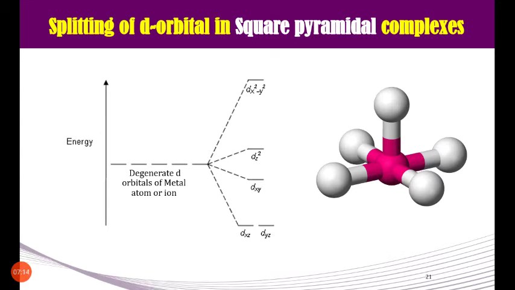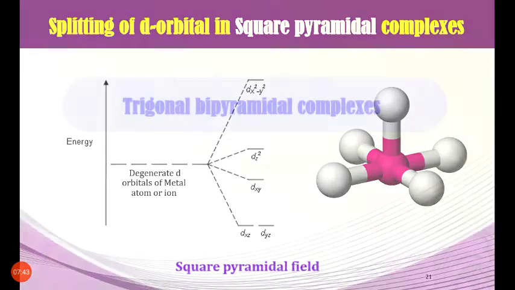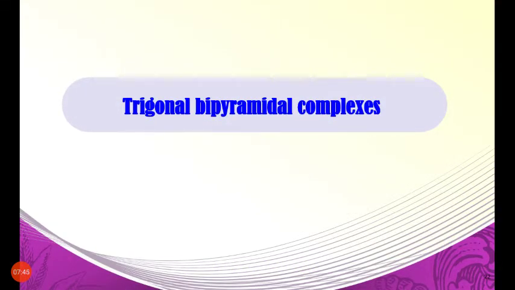Then one ligand is present along the z axis. Therefore, its energy will be at second position. Then from the T2g orbitals, in between the axis, dxy, and at last doubly degenerate dxz and dyz. This is the very simple square pyramidal field splitting of the complex. Okay. Now next and last, we will see the trigonal bipyramidal complex.